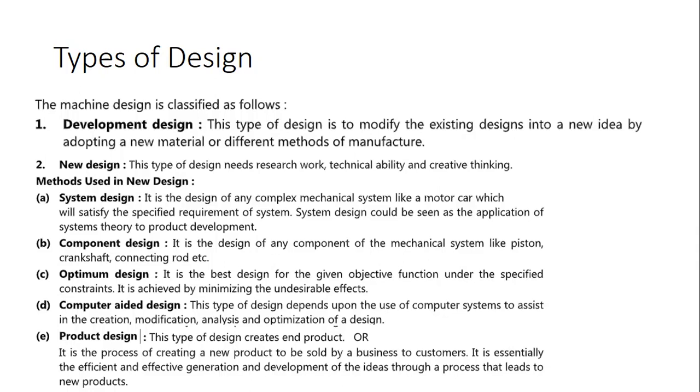New design. This type of design needs research work, technical ability, and creative thinking. Since you are going to develop something altogether new, it needs research work, technical ability, and creative thinking. Now, there are different methods in new designs. First of all, let us talk about system design. It is a design of any complex system like a motor car, which will satisfy the specific requirement of the system. So system design could be seen as the application of systems theory to product development.